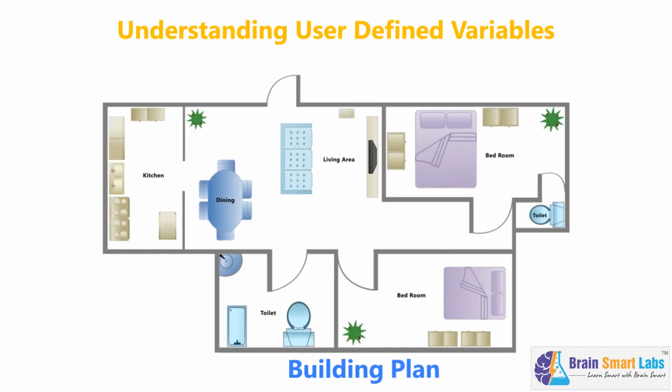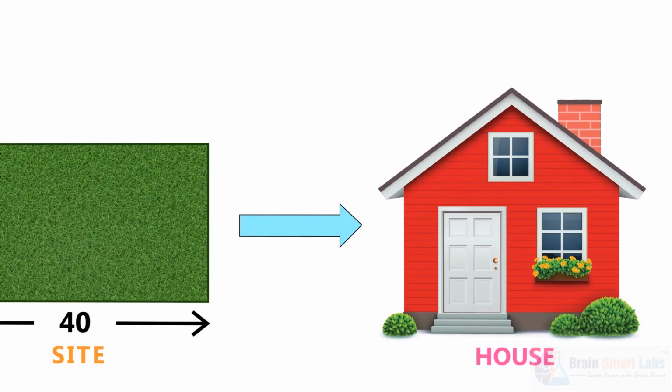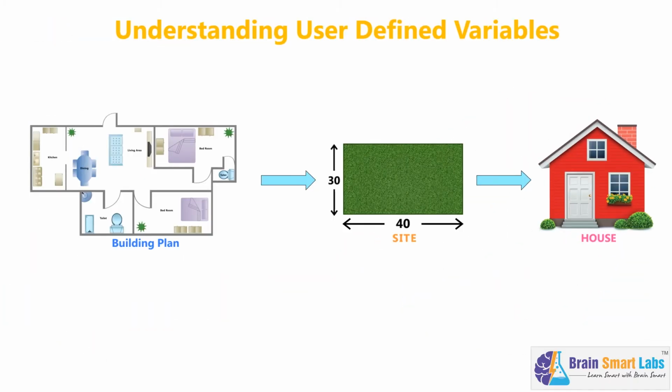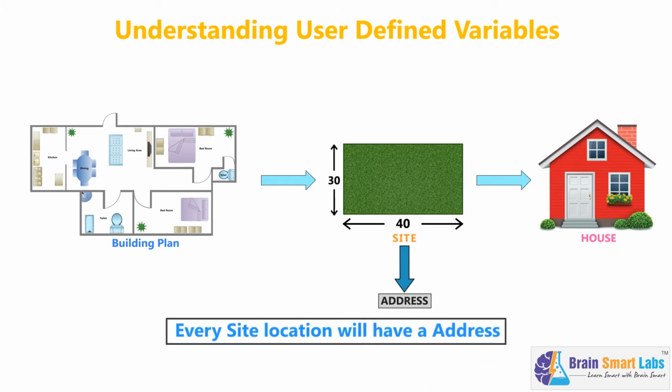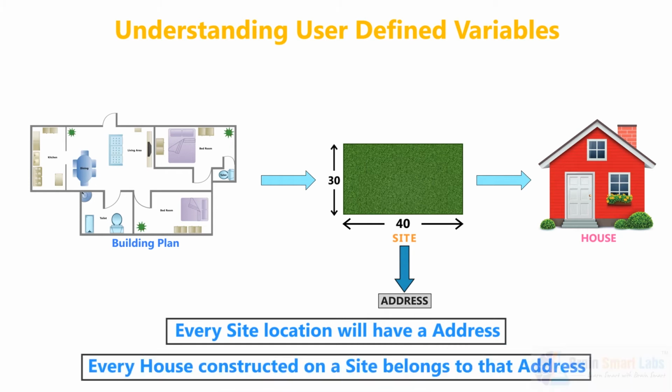Now take the example of building a house. You will understand the concept even more clearly. Before building any house using a plan, we analyze the plan and choose a suitable building site to build our house. Now suppose if we construct the house according to the plan in this location, the location where we have constructed the house will have an address and a postal pin code. The point you need to understand here is every site location on earth will have an address location, and so every house constructed on any site belongs to that address.